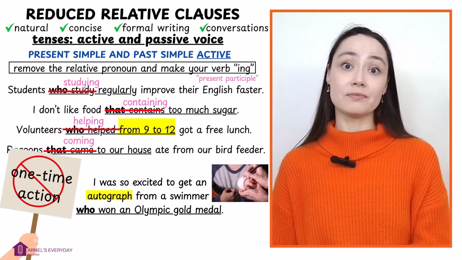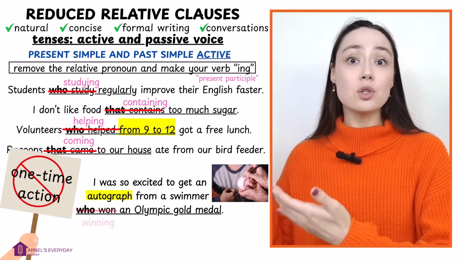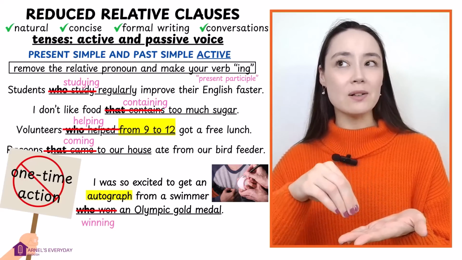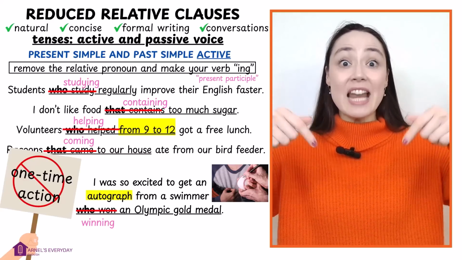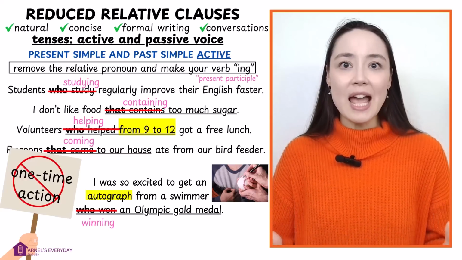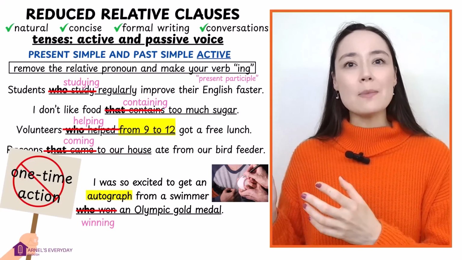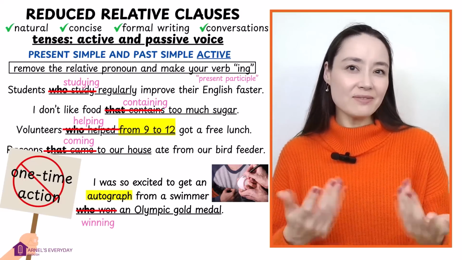I haven't. Yet. If I reduce this to from a swimmer winning an Olympic gold medal, it makes it sound as if he is winning it now. And this is confusing because if he is winning now, how is he giving me his autograph? A lot of times with grammar, it's not just about rules, it's also about the feeling and logic.